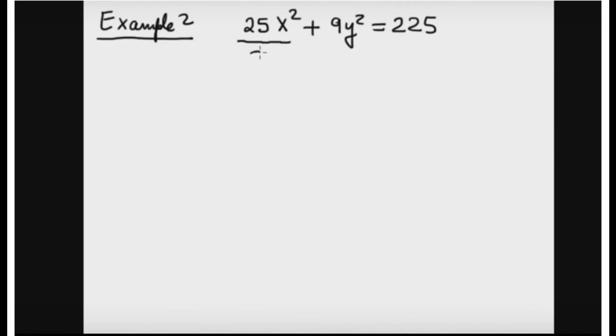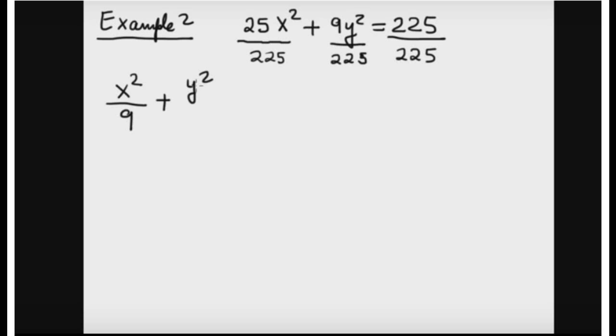Example 2. Okay, example 2 here, where you need to try to express in standard form. You divide the entire equation by 225, because I need the right hand side to be 1. And 225 divided by 25 is 9, and 225 divided by 9 is 25. And the right hand side is 1. Nice. This is a standard form.